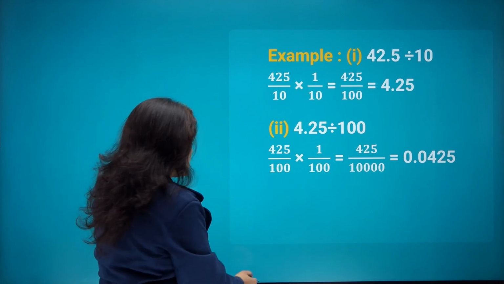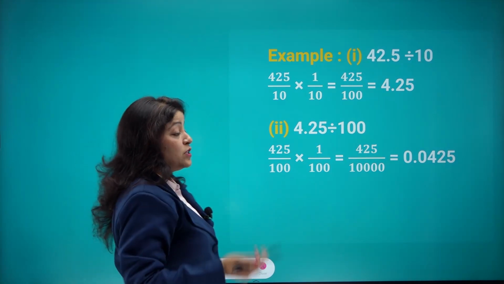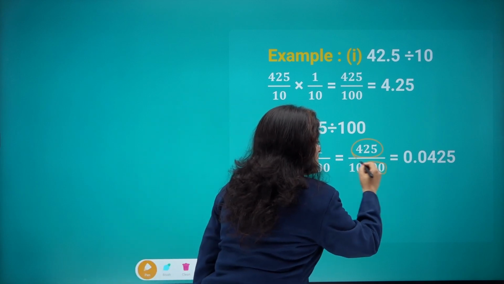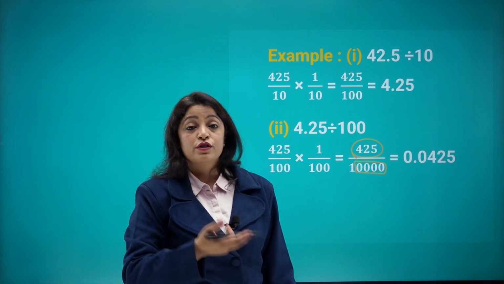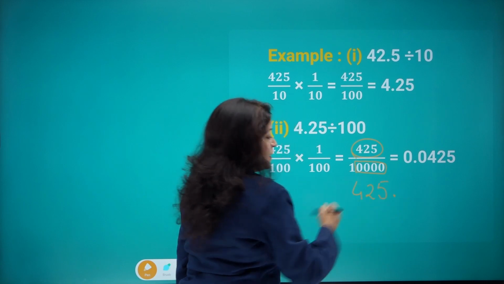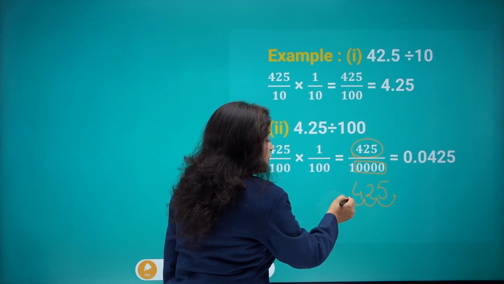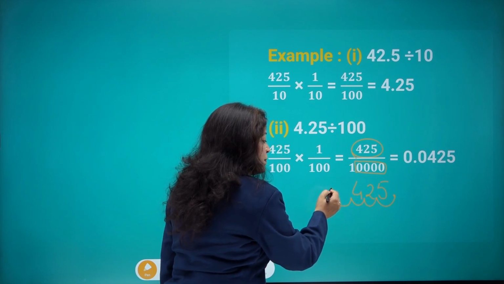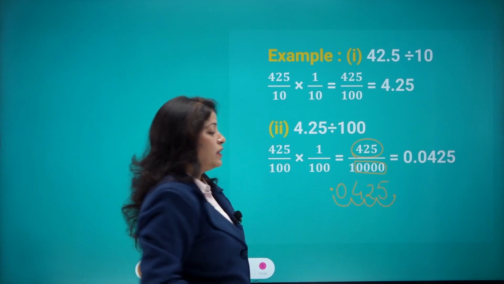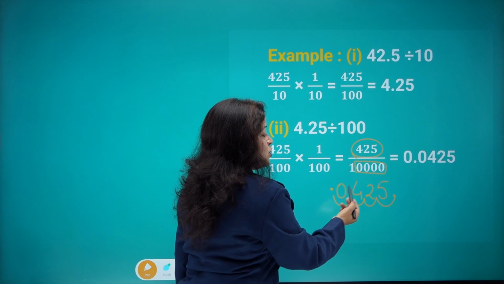Now, how many zeros are there in the denominator? There are 4 zeros in the denominator. That means from the numerator, the decimal will shift 4 places to the left side. So, 425, where is the decimal? Here. It will shift 4 places to the left. So, it will go 1, 2, 3 and 1 more. That means the decimal should appear here. And there is no digit here, so it will be filled with a 0. So, the number now becomes 0.0425.